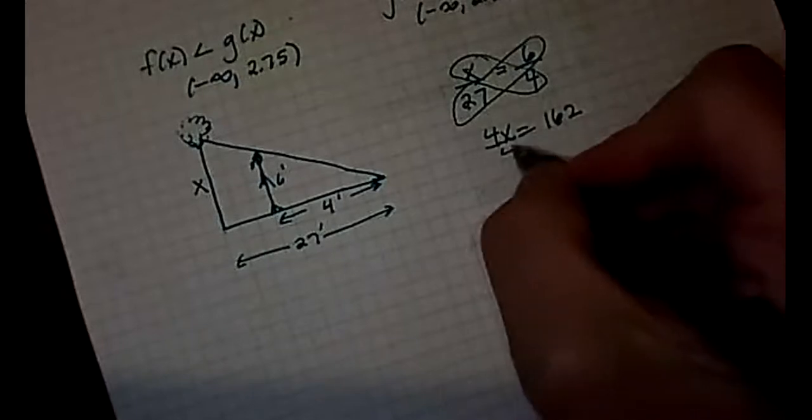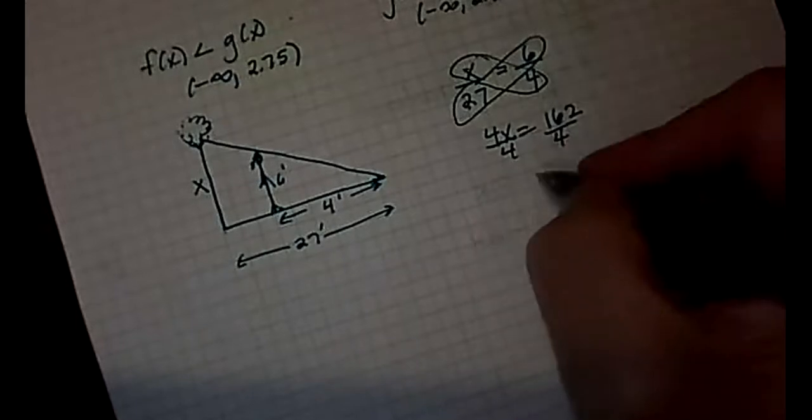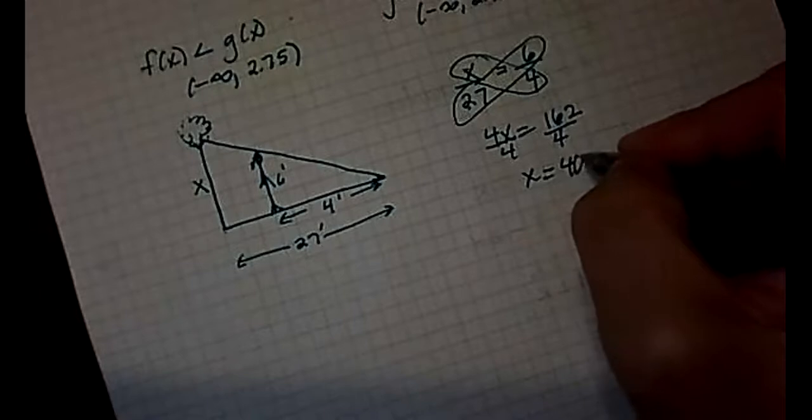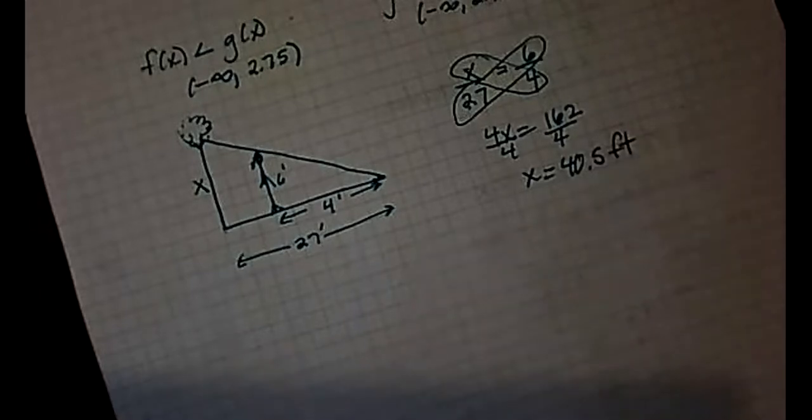And then we solve that. So x is 40.5 feet. That's how tall the tree would be. So that's just setting up a proportion using similar triangles.